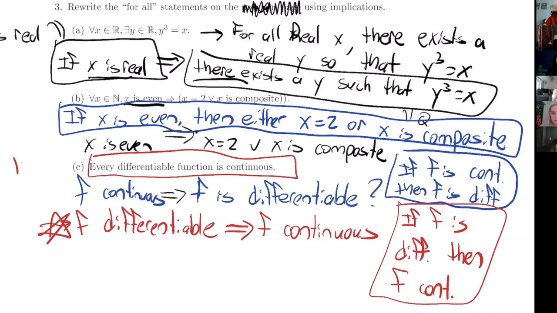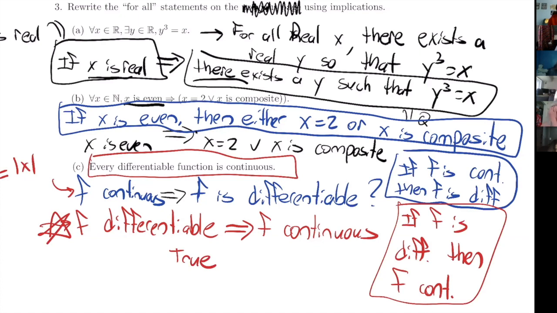I think an easier one might be something like this, right? That's continuous, but it has a corner, so it's not differentiable. So that is not a true statement over here. And the second statement, this actually is a true statement. It's true that if something is smooth, then it has to be continuous.